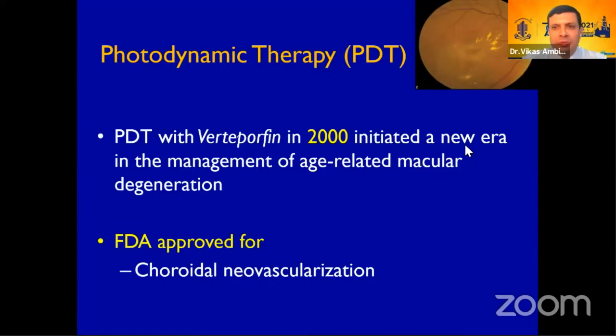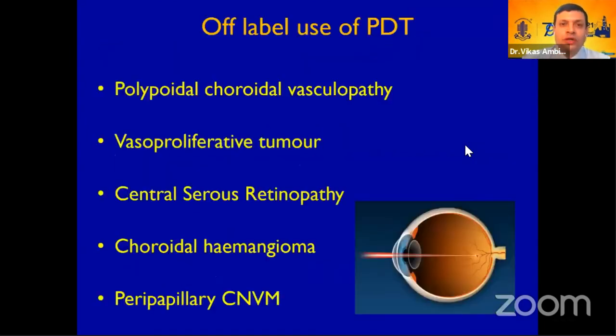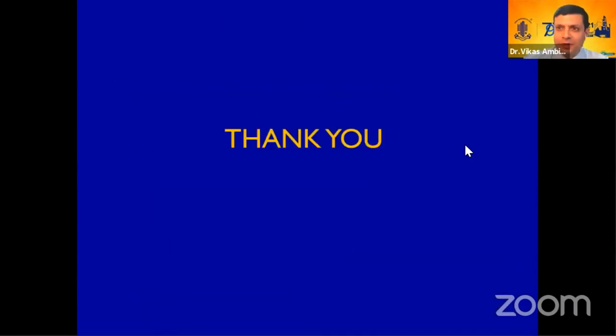And lastly, photodynamic therapy. We know it's approved for use in CNVM associated with ARMD, but of late, as it specifically targets choroidal vasculature, we've been using it very effectively for treating polypoidal choroidal vasculopathy, vasoproliferative tumors and chronic CSR. It's been proved to be very effective in chronic CSR and also in choroidal hemangiomas and in peripapillary CNVM. So that's all about off-label uses in the posterior segment.